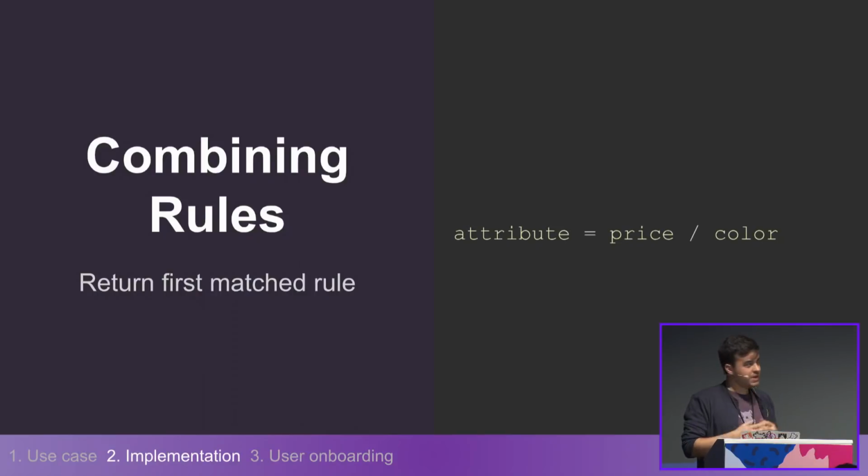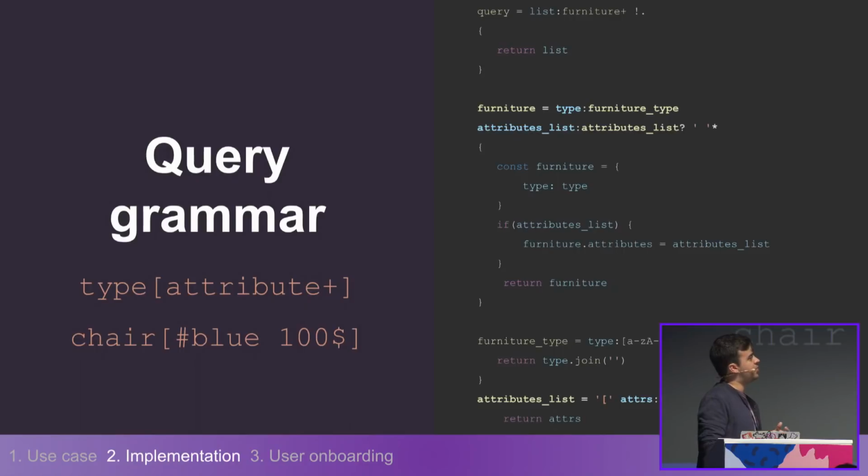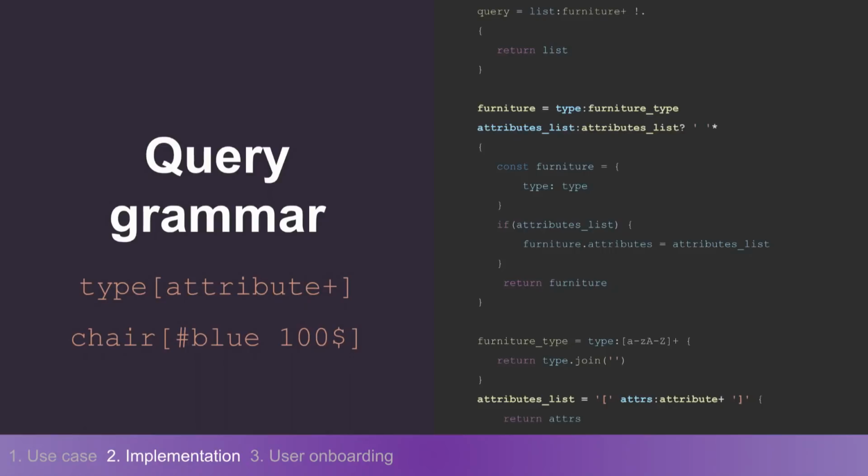And once you have that way of writing different rules and combining them in different ways, I can actually start defining my full query grammar for my furniture store. So I said in my grammar that I explained in English that a furniture will be a type, brackets, and any number of attributes. And what I think is really amazing here is that this is exactly what I'm reading in the code. So that's valid code. I actually wrote the full query grammar to make sure it's something that makes sense.